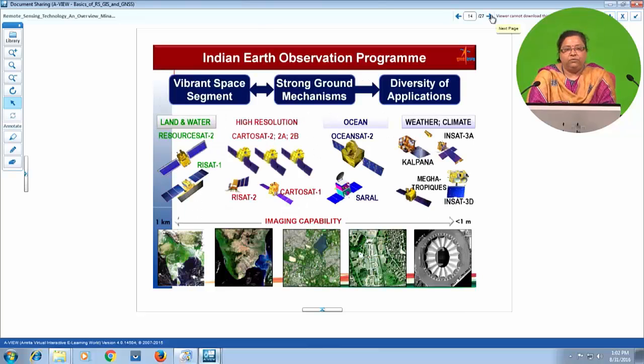Coming to the Indian Earth Observation Program, India has a very strong Earth observation program, varying from its vibrant space segment to strong ground mechanisms for a diversity of applications. There are a large number of satellites for land and water applications like ResourceSat-2, RISAT-1. We have high resolution satellites from the Cartosat series and RISAT, the microwave satellites. The ocean monitoring is done through OceanSat-2 and SARAL. The weather and climate studies are done from INSAT, Kalpana, Megha-Tropiques and INSAT 3D satellites.